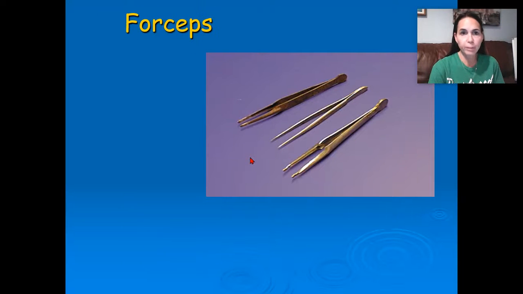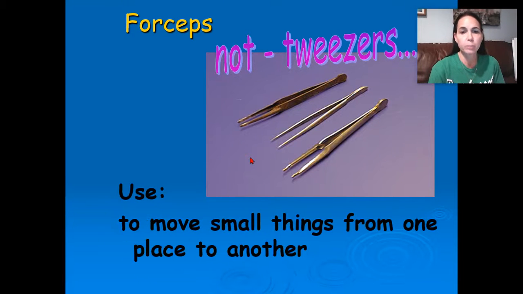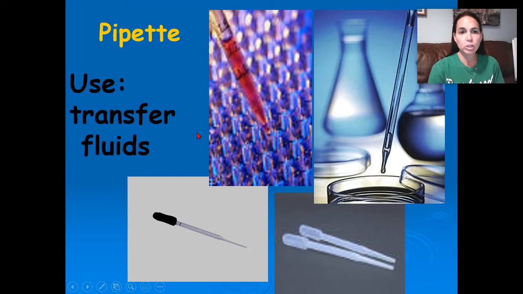The next holder would be a forceps. Back in the day, it was not scientific enough to call it a tweezer, but now it's acceptable to call it tweezers or forceps. But basically, they're used to pick up small objects, to move small objects, or to pick them up. And the last thing in this category is a pipette, which is used to transfer fluids, mainly small amounts of fluids, one drop at a time.